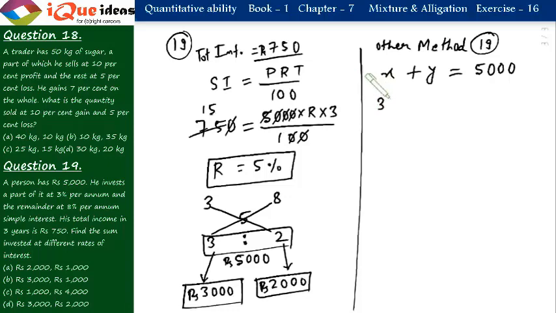So let me do it this way. We can still apply the PRT by 100 formula for x and y. So for the first one, x is the amount, rate is 3%, time is 3 years, divide by 100. On the second one, amount is y, rate is 8%, time is 3 years, divide by 100. And this total should be equal to 750. Alright, so if you simplify a little bit, you will get 9x plus 24y, and the 100 goes to the other side, it becomes 75,000. If you divide by 3, it will become 3x plus 8y is equal to 25,000.